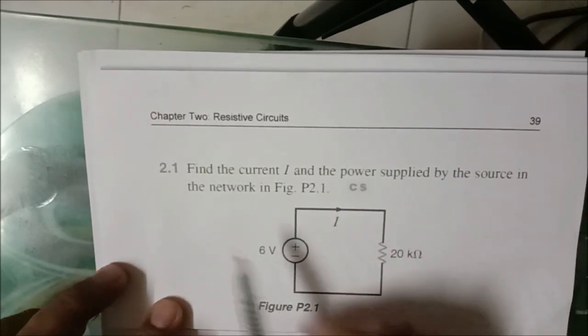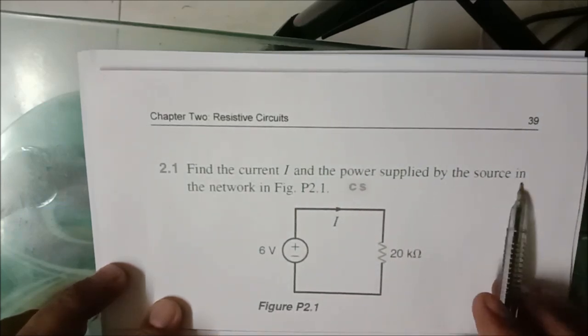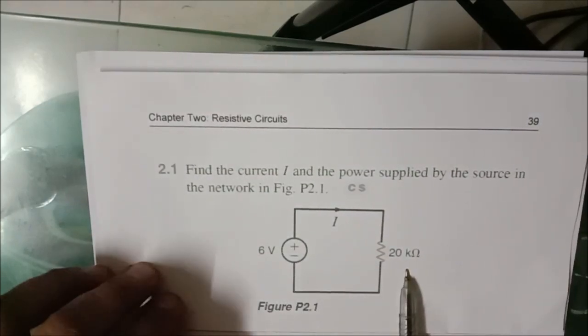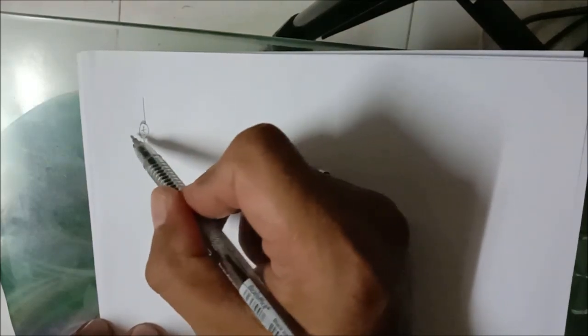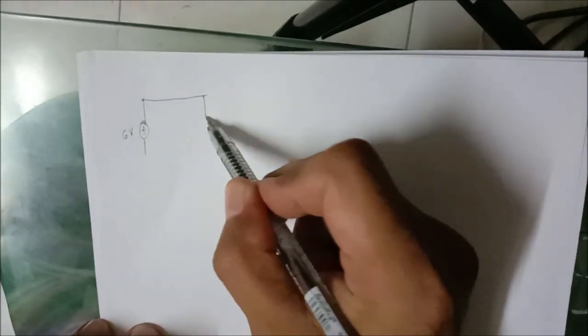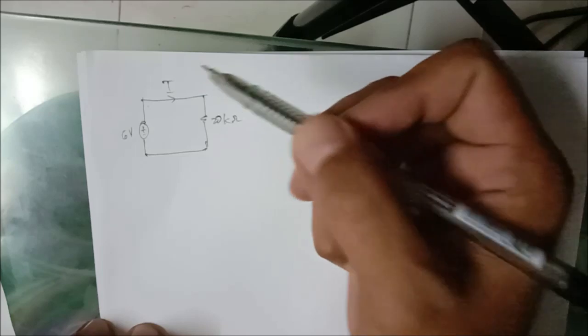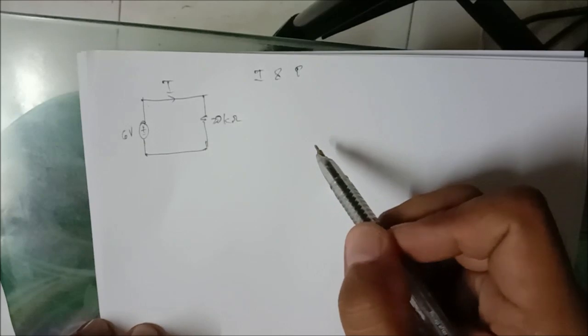Okay, so number 1, simulan agad natin. Find the current I and the power supplied by the source in the network in the figure. So, meron kang 6 volts sa 20 kilo ohms na resistor. I-rewrite natin. So you have a 6 volts supply, and then you have a resistor, 20 kilo ohms, then I. So dito hinahanap yung I and the power supply.